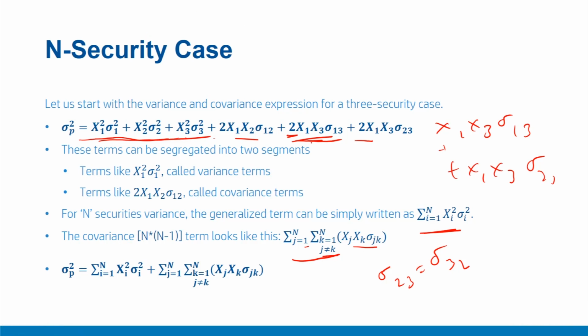So now we can write the full equation for the generalized n security case very simply as follows: sigma p square equal to summation i equal to 1 to n xi square sigma i square plus summation j equal to 1 to n, k equal to 1 to n, xj xk sigma jk, j is not equal to k.